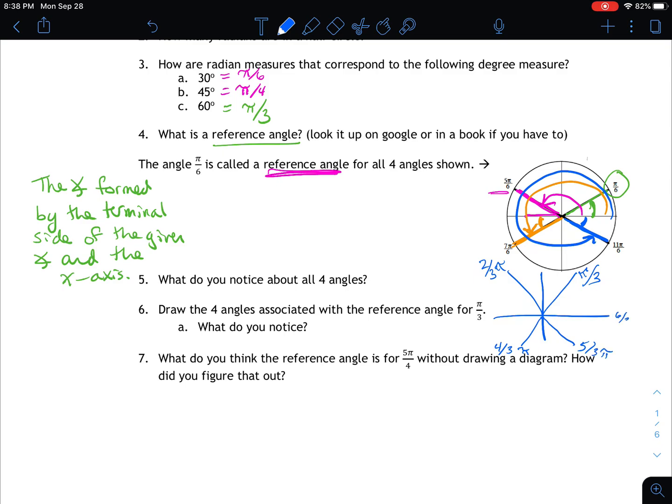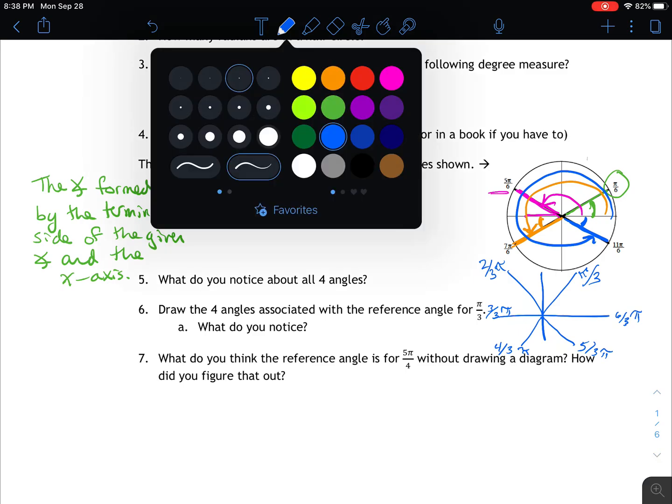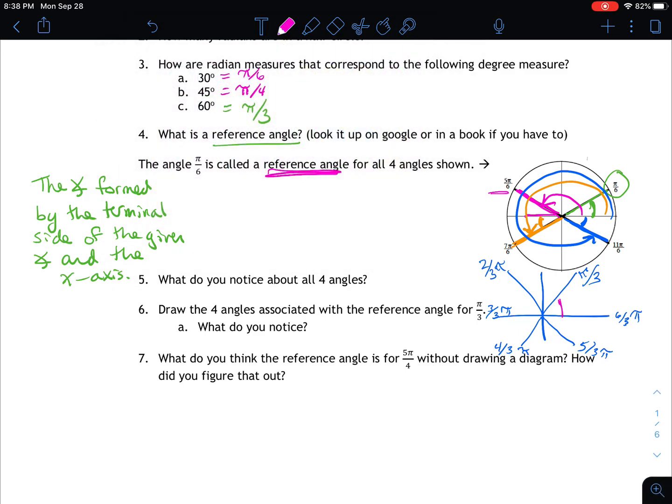Again, if we went all the way around, this is 6/3 pi or 2 pi, right? And this one is 3/3 pi or 1 pi. So we have all the thirds. In total, if we want to go a full revolution, there would be 6/3. So reference angles. We're looking here. We're looking here. We're looking here and here.